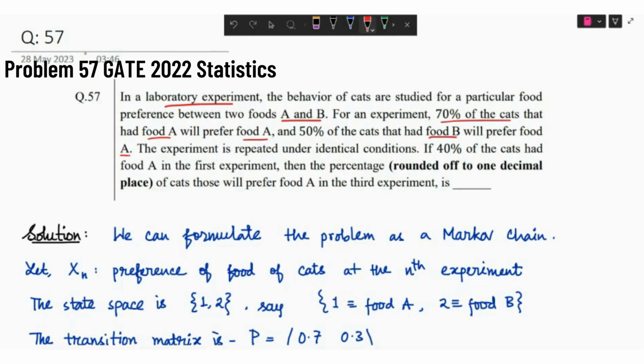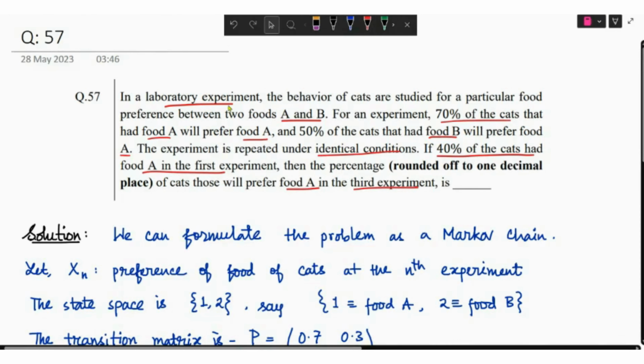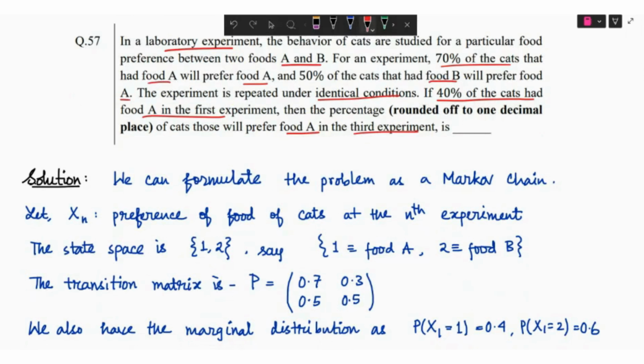So the experiment is repeated under identical conditions. If 40% of the cats had food A in the first experiment, then what is the percentage of cats that will prefer food A in the third experiment? So basically, we have to find the probability of cats that will prefer food A in the third experiment, given they had food A in the first experiment.